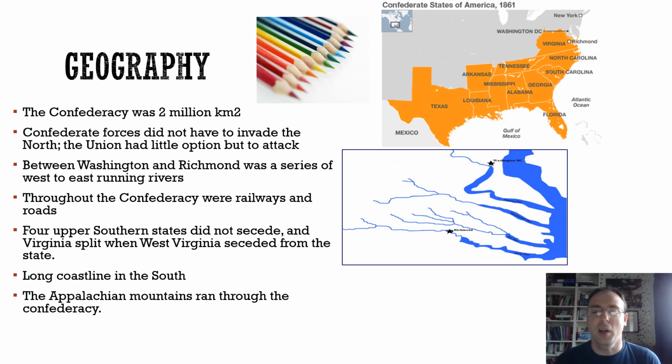Right, the geography of it all then. And there's some really important points in this, and a lot of this actually really favours the Confederacy. The Confederacy is 2 million square kilometres. Now, that is a lot of territory to have to conquer for the Union. And that's one of the big bits on this, is that it is the Union that is going to have to attack, to conquer, and to occupy.